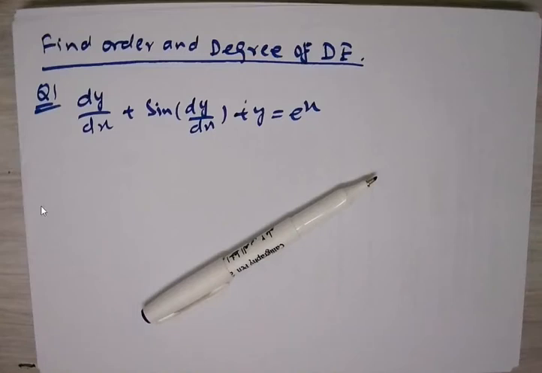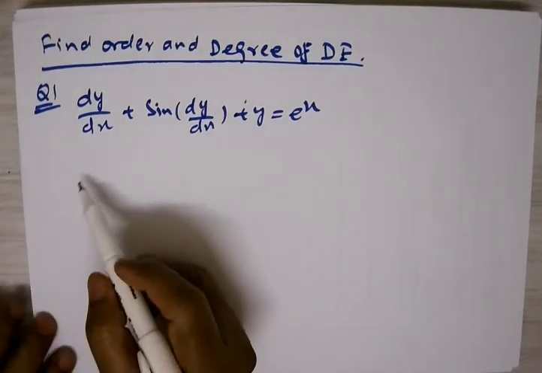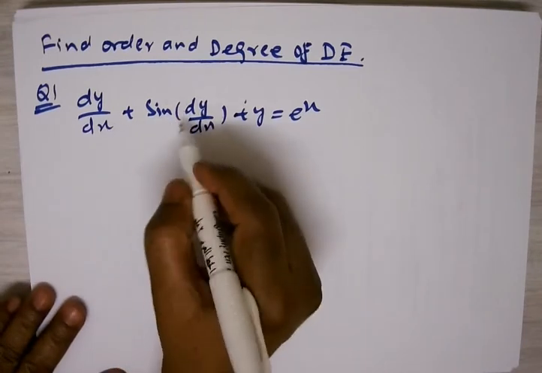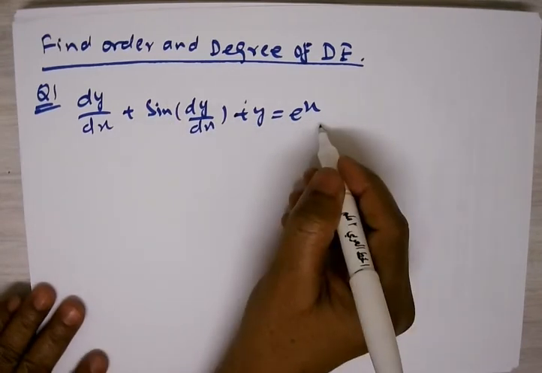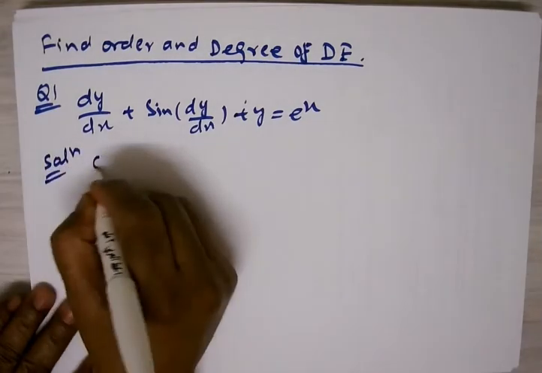Yes, my dear friends, in continuation of my lecture about finding order and degree, I am picking another type of question. Find the order and degree of this differential equation: dy/dx plus sin(dy/dx) plus y is equal to e^x. So I need to write the order and degree.